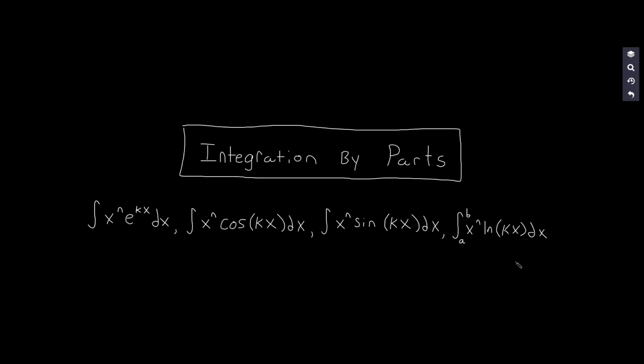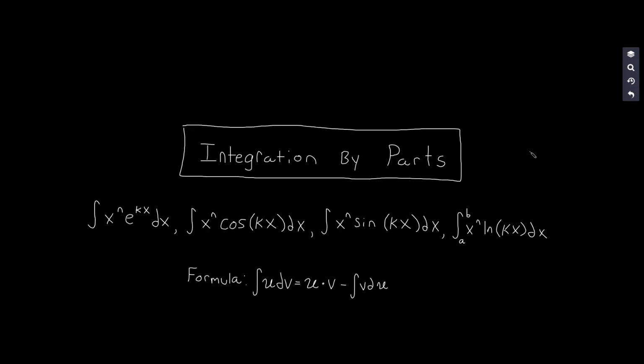There you go. And so let's just check out the formula for integration by parts. That is the integral of u times dv equals u times v minus the integral of v times du. You could also think about this as the integral of u integration with respect to v equals u times v minus the integral of v integration with respect to u.